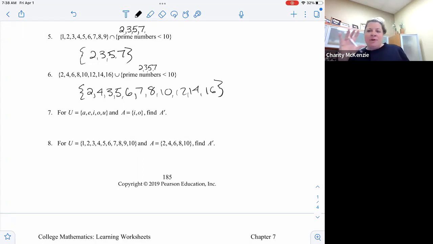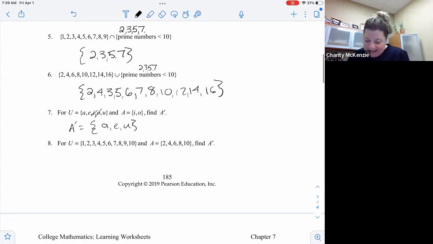7. For our universe, everything in our world is listed right here. Okay. And it says A is this. What's not an A? Okay, well, let's look. What is not an A? Well, I and O are in A. So what's not in A is the set of A, E, U. And we could label it like this too. Okay, the not A is this.